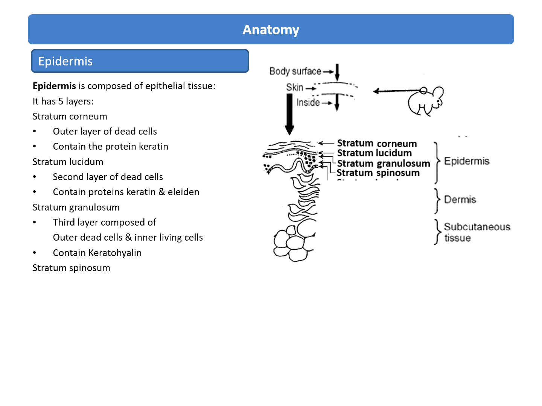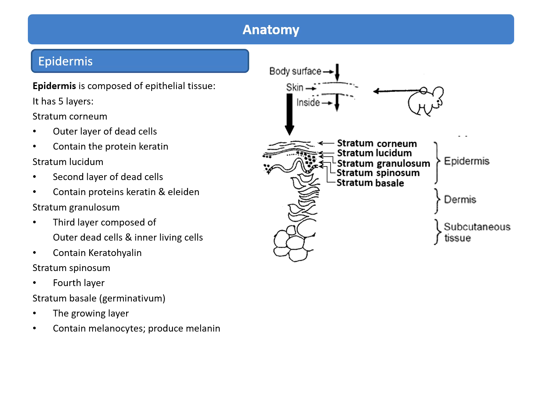The stratum spinosum, this is the fourth layer, and then the stratum basale, or germinativum. This is the innermost layer from which the skin grows. It contains melanocytes, and it produces melanin, a brown pigment.